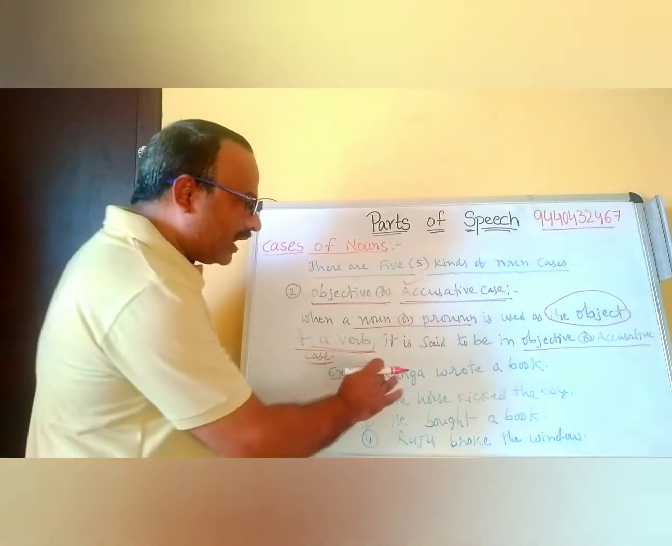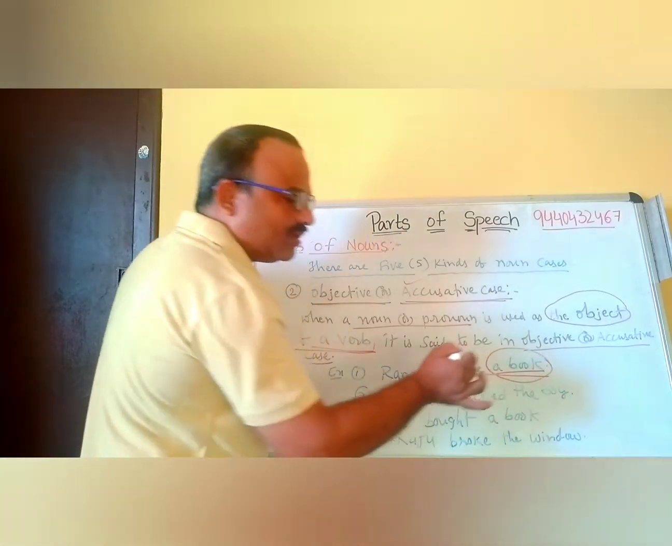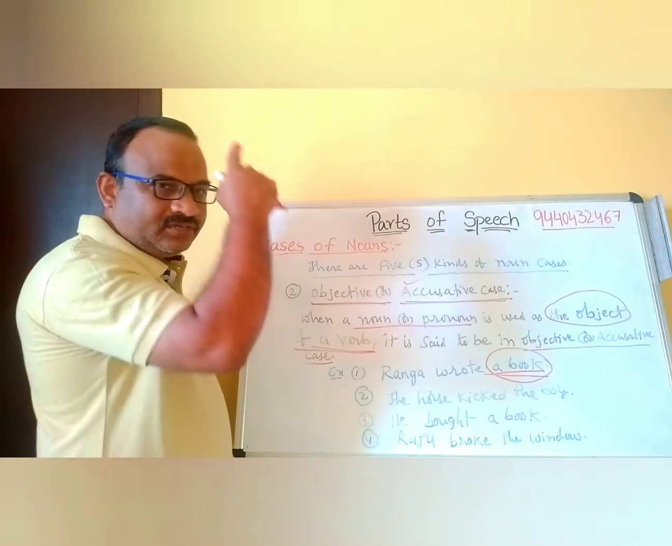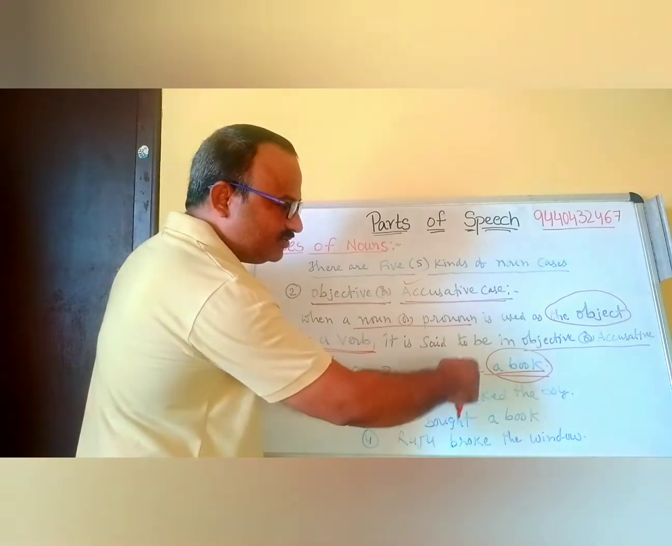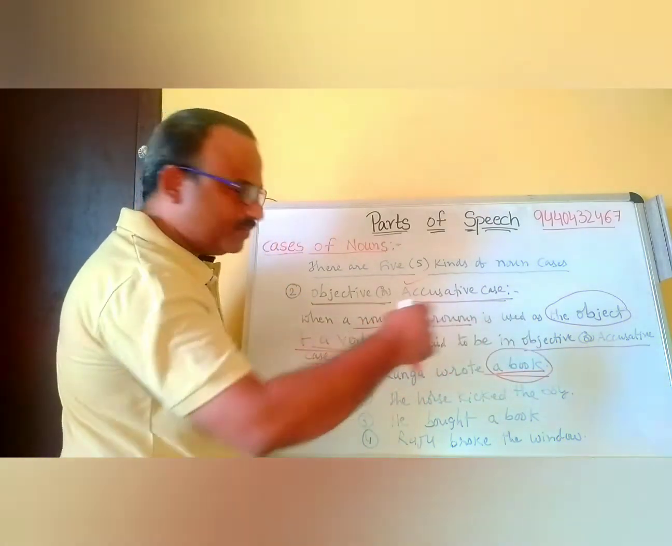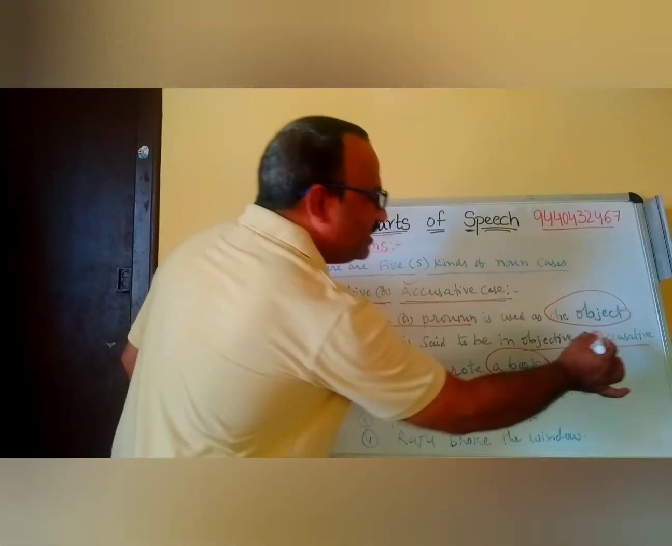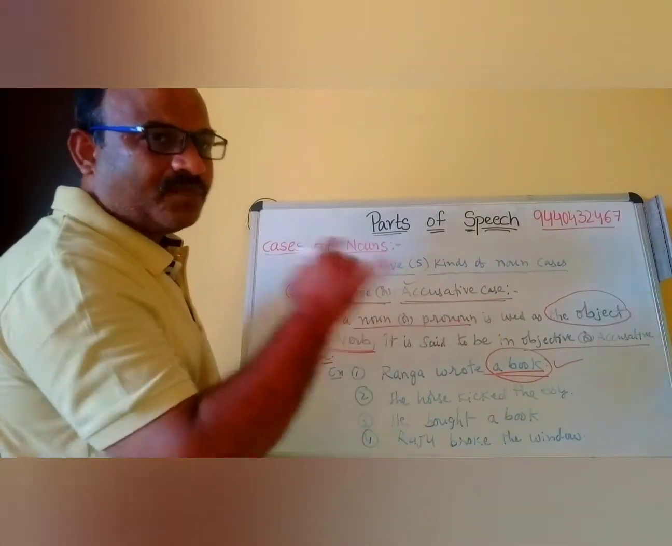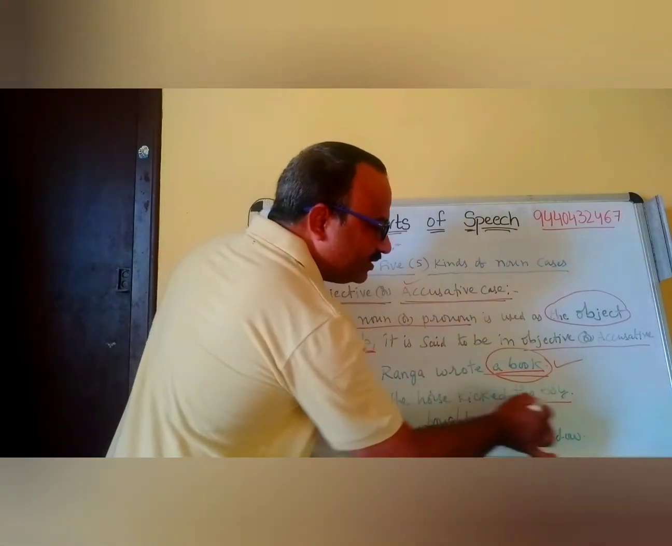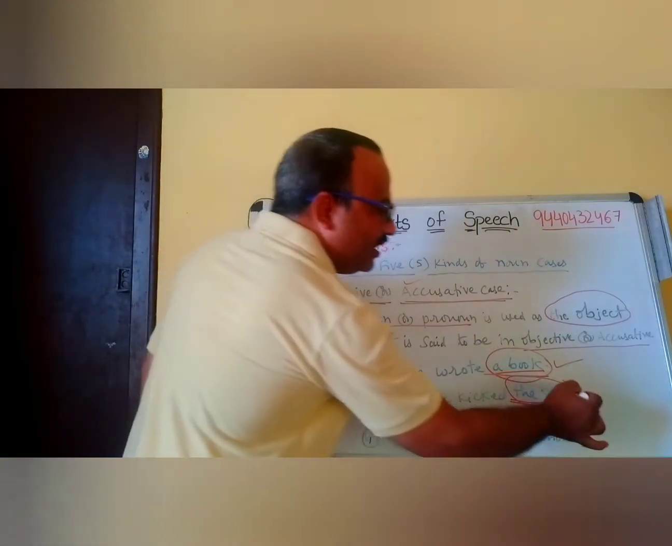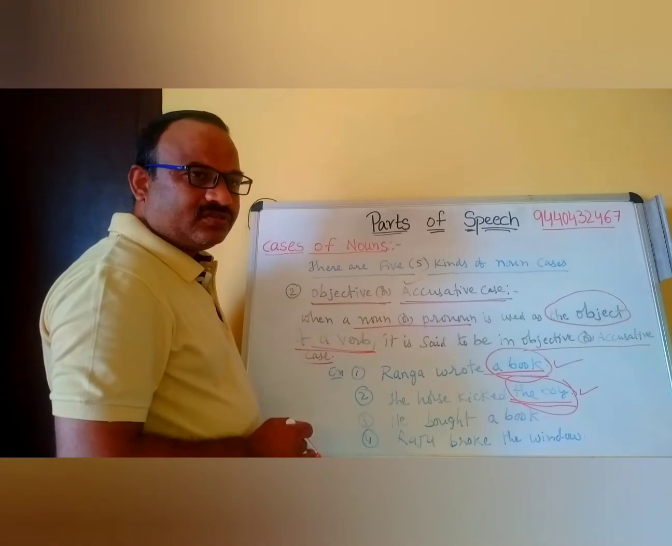For example, Ranga wrote a book. What is the object? Book. Already in subject and predicate we discussed it: this part is subject, and this part is verb and object. Here a book is in accusative or objective case. The horse kicked the boy. What is the object? The boy, so it is in objective or accusative case.